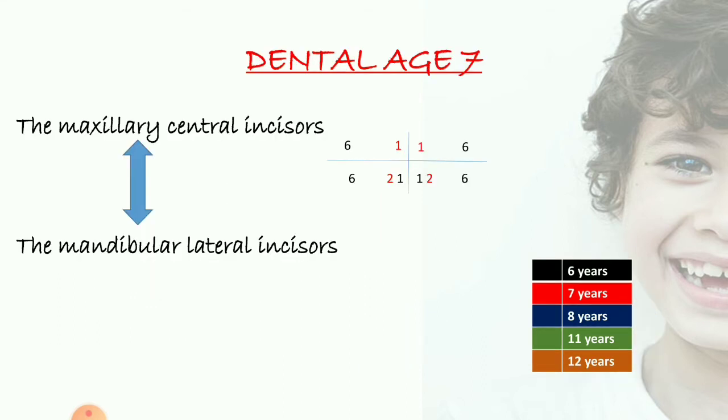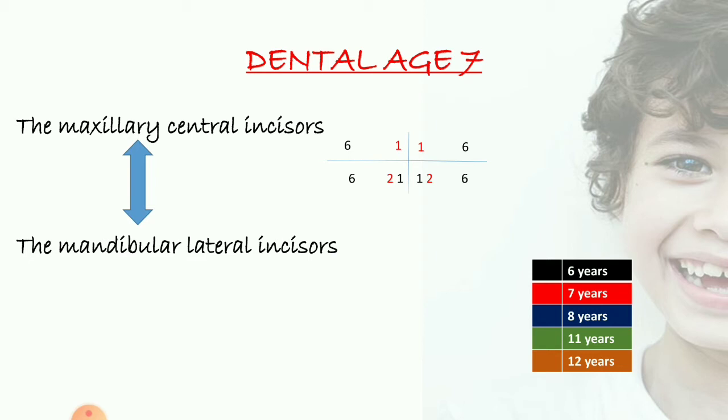At the age of 7 years, along with the mandibular central incisors and the maxillary and mandibular first molars which erupt at the age of 6 years, we have the maxillary central incisors which erupt into the oral cavity along with the mandibular lateral incisor.